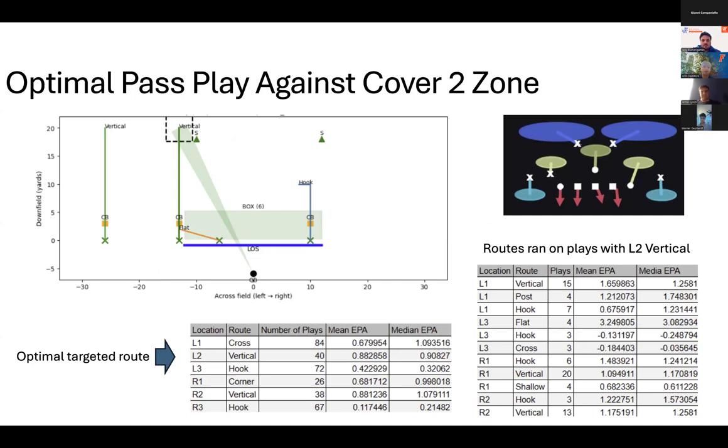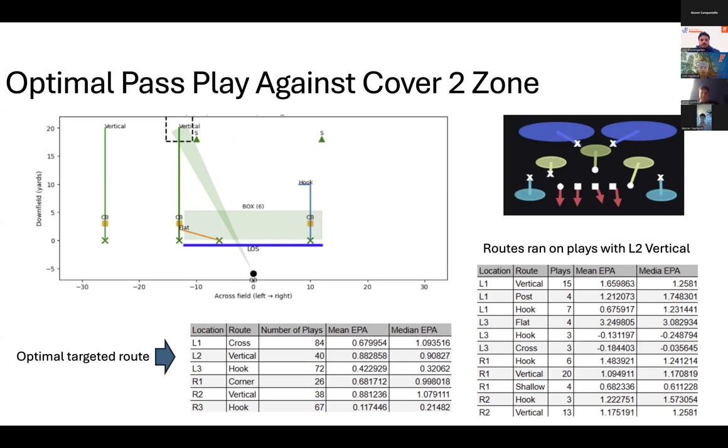All right, so using our model, just for the play visualization, you can see this is basically the optimal cover pass play against cover two zone that we designed. So basically, it looks like your traditional seam play, where the safety on the top left is going to have to pick between which vertical he covers, and it's also going to be targeting just inside the middle of the field. And so we chose this by choosing the route that has the highest EPA mean against a specific coverage. So you can see that that was the L2 vertical.